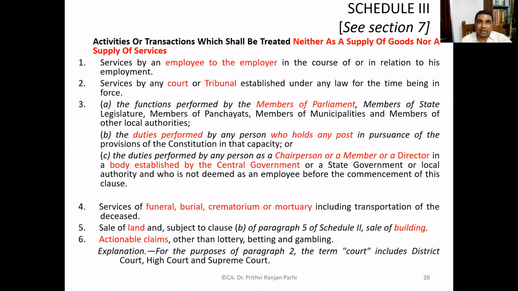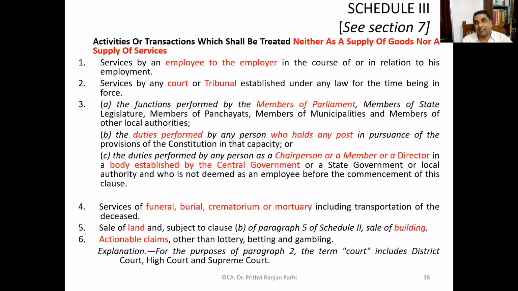Number 1, supply by an employee to the employer in the course of or in relation to his employment. Suppose somebody is employed in an organization and he is providing some services and doing some job. Don't expect that he will be raising a GST invoice, because that is not supply. It's neither supply of goods nor supply of services. That means rendering services by an employee to the employer is not supply. Then services of any court or tribunal established under law for the time being, that is, services provided by the tribunal or court, are not supplies.